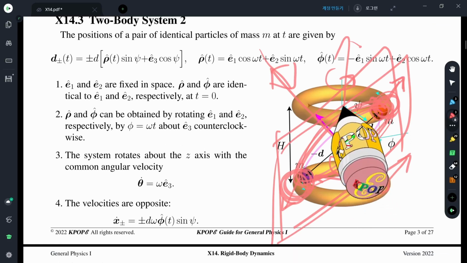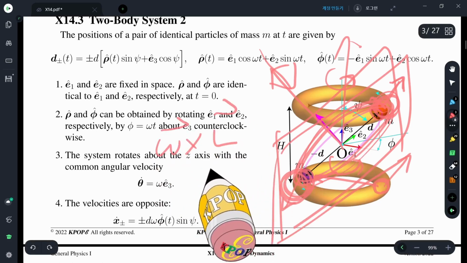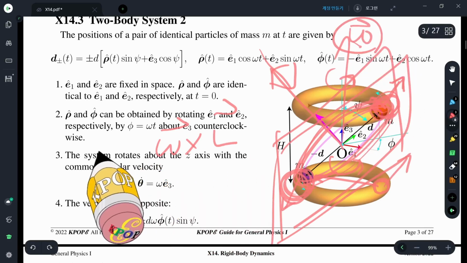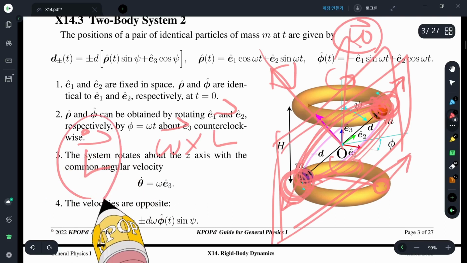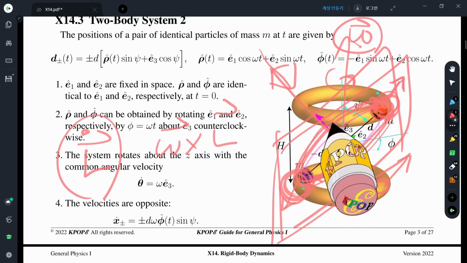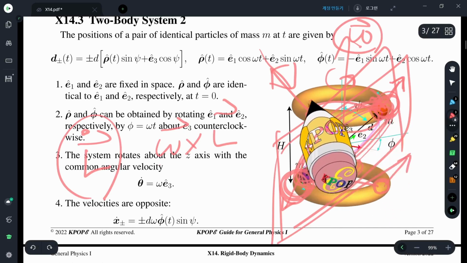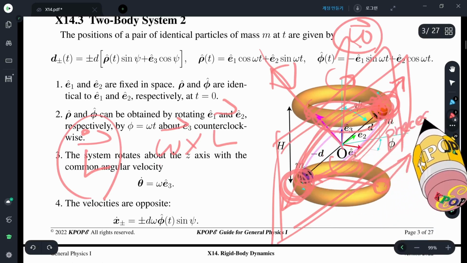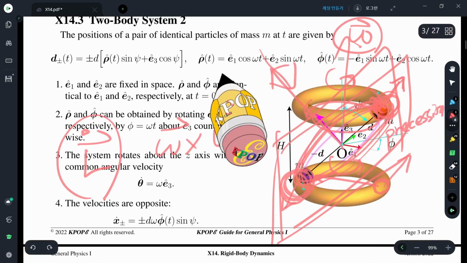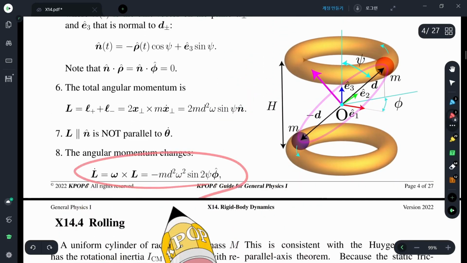If that is the case, Rodriguez's rotation formula can be applied. We have omega cross L because L is not parallel to omega. Omega is in this direction. Therefore, L dot varies. I mean, the purple direction represents the total angular momentum, and this direction is not fixed but rotates. This is called precession. And you can follow the calculation already derived in this page, and it is straightforward to find that the angular momentum varies.